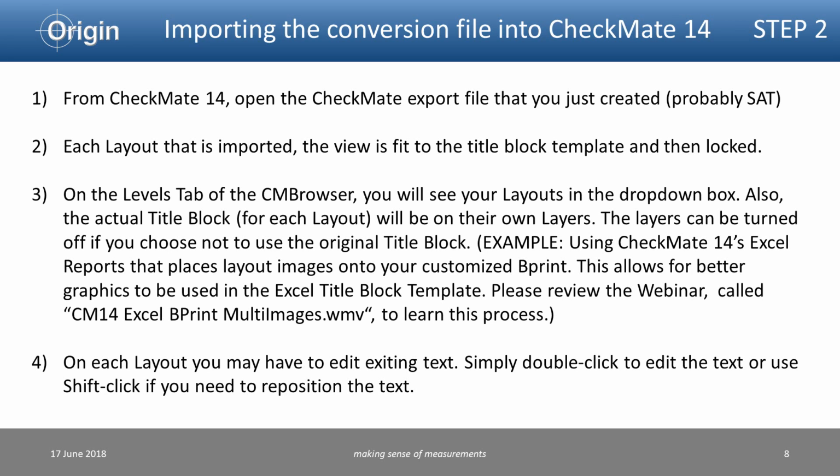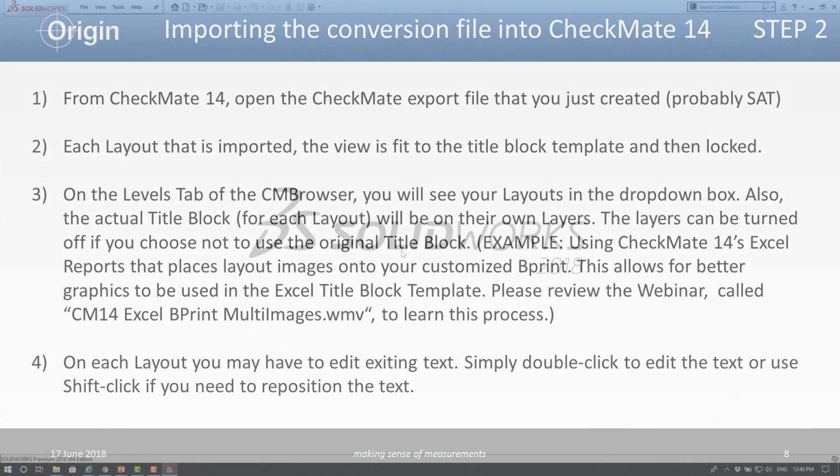For example, using Checkmate 14's Excel reports that place layout images into your customized blueprint, this allows for better graphics to be used in the Excel title block template. Please review the webinar called Checkmate 14 Excel Blueprint Multi-Images.wmv to learn this process. And finally, on each layout, you may have to edit the existing text. Simply double-click to edit the text or use Shift-click if you need to reposition the text. Let's go do it.